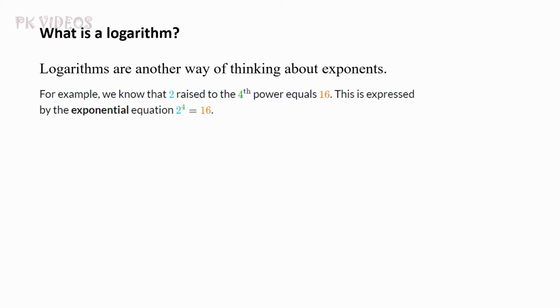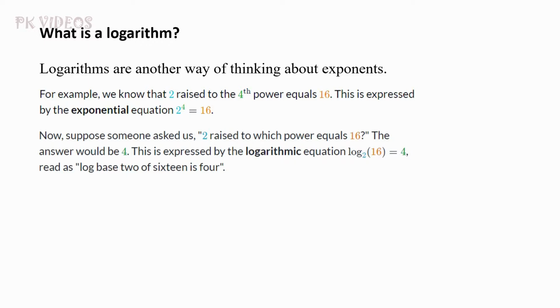For example, we have that 2 raised to the 4th power equals 16. That is expressed by the exponential equation as 2 raised to the 4th power is equal to 16. Now suppose someone asks us, 2 raised to which power equals 16? The answer would be 4. This is expressed by the logarithmic equation log 16 to the base 2 equals 4, also read as log base 2 of 16 is 4.